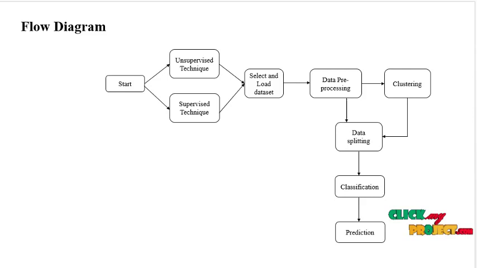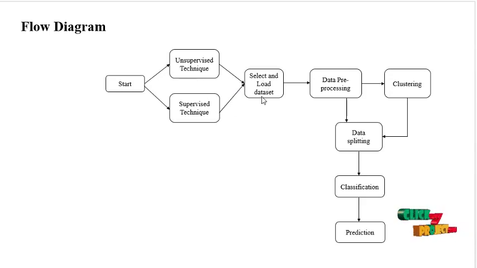Okay, next, flow diagram. This is our project flow. We are implementing two techniques. One is supervised technique, another one is unsupervised technique. Supervised technique is like structured data with labeled data, like a target data set. Unsupervised data is like unstructured data, without a target, without a label. First we have to discuss the supervised data set.